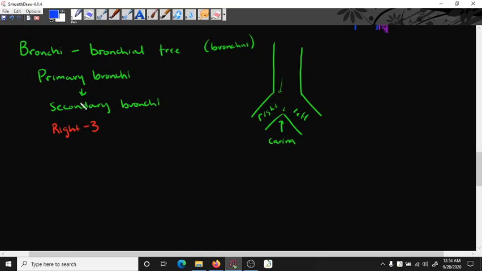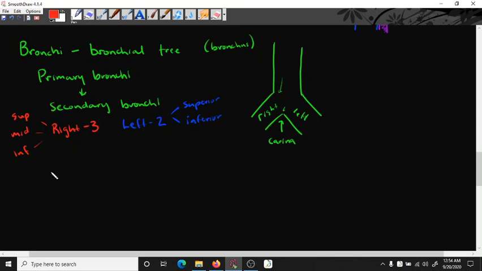The left side has got 2 secondary bronchi, because it's got 2 lobes, right? It's got a superior and an inferior lobe. The right has a superior, a middle, and an inferior lobe.